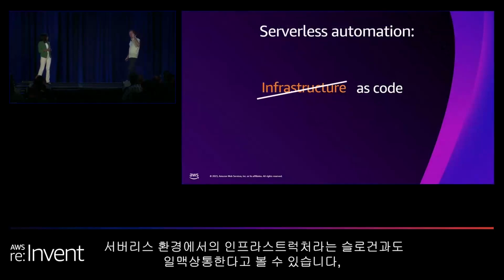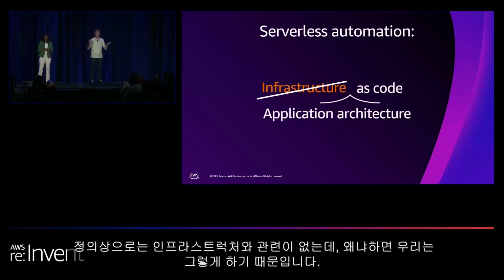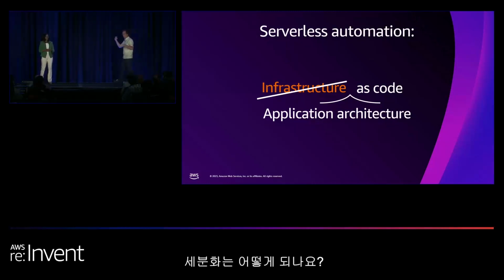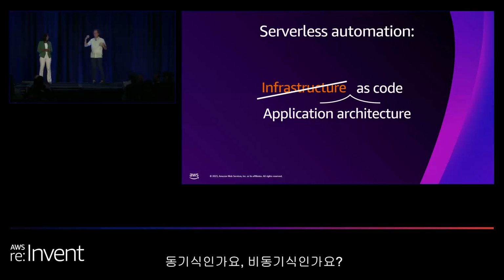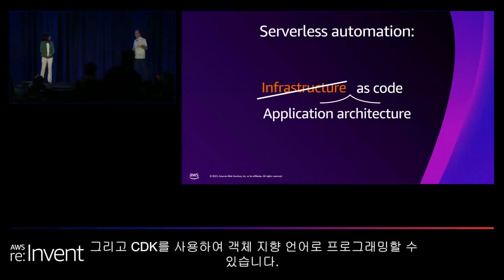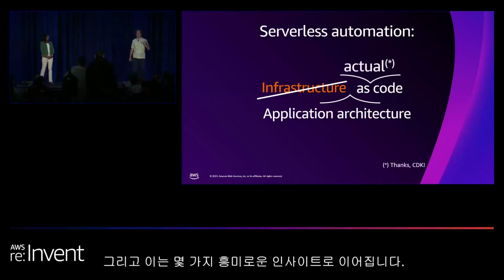So we could even think about our slogan, infrastructure as code, in a serverless environment, which by definition doesn't concern itself with infrastructure because we do that. When we use automation, it is really application architecture as code. What's the granularity? What talks to what? Is that synchronous, asynchronous? Those are aspects of your application architecture that you can now program. And you can program them in object-oriented languages with CDK. So now we could say this is really application architecture as actual code. And that leads to some interesting insights.